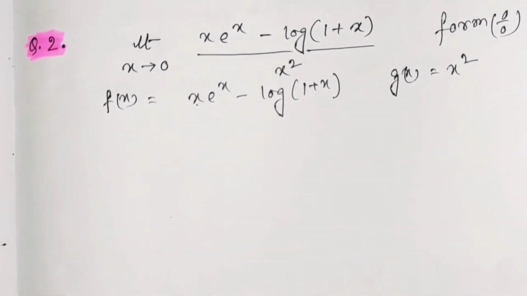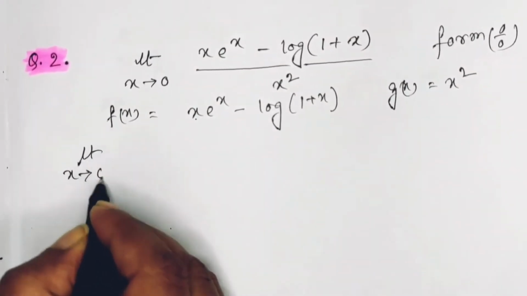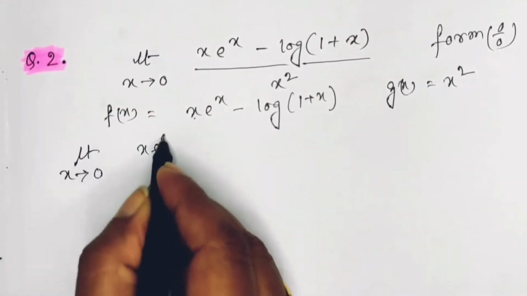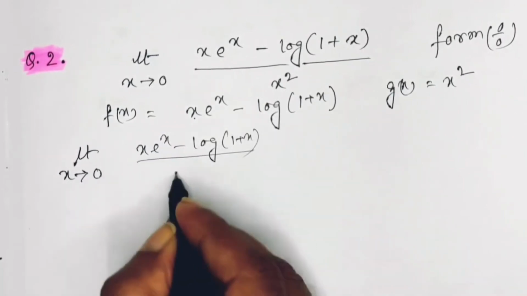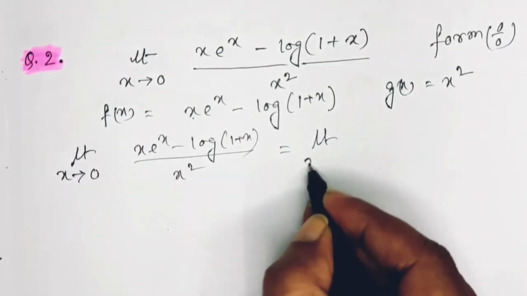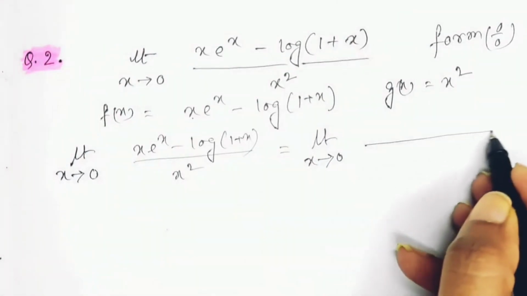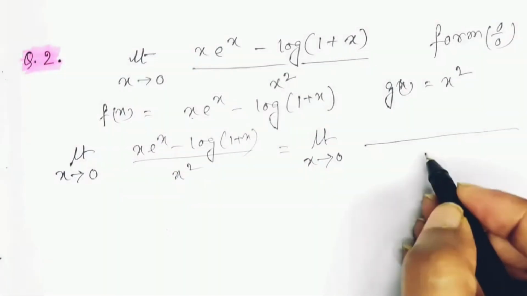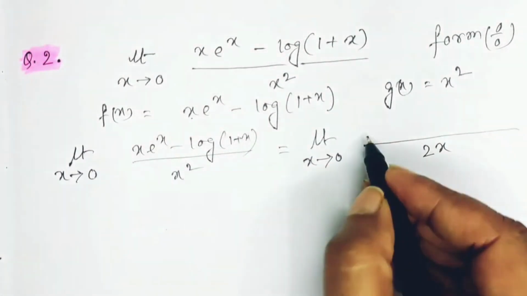For this next one, again we write it down: limit x tends to 0 of x e to the power x minus log of 1 plus x, divided by x square. Very simple. We again take the derivative of the denominator and numerator. The derivative of the denominator is 2x.